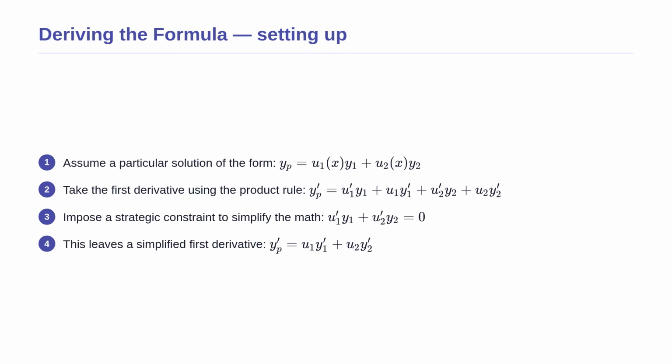If we take the second derivative right now, the math will become an absolute nightmare. To prevent this, we make a strategic mathematical choice. We force the terms containing the derivatives of our unknown functions to add up to exactly 0. This brilliant constraint simplifies our first derivative immensely.